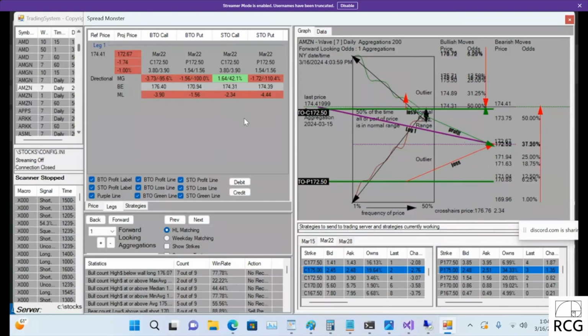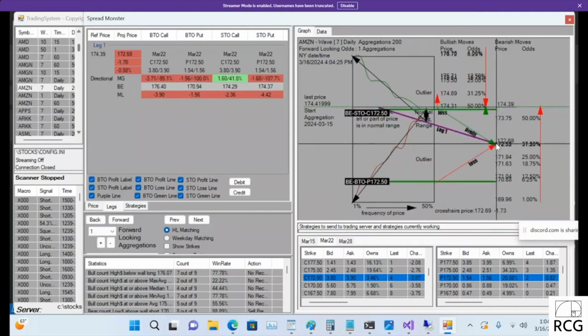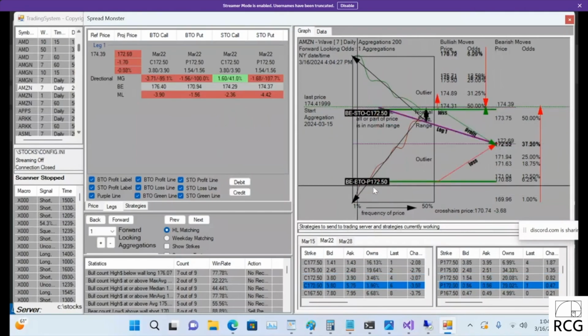For us, if we're buying a put directionally, right here, BTO put, we would have to get down to this green line. This is the break-even line. So BE is break-even. We would have to get down to the break-even line to have a gain. Oh, I'm starting to understand how this works.